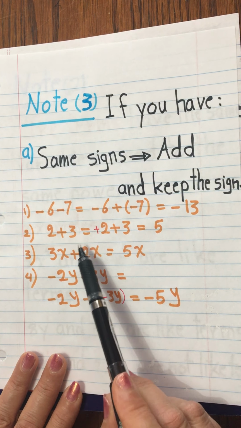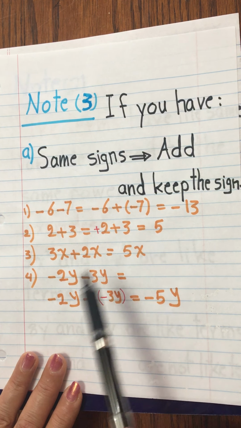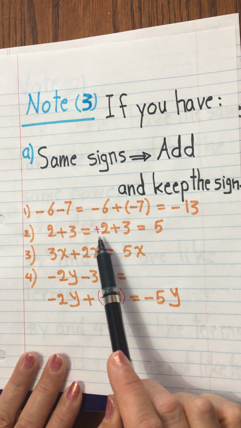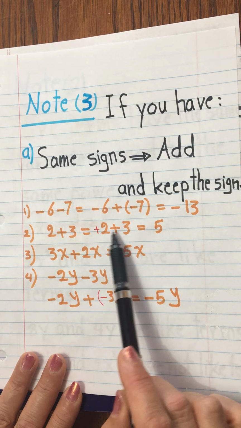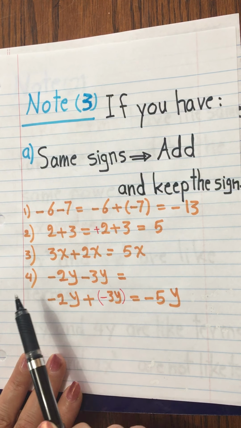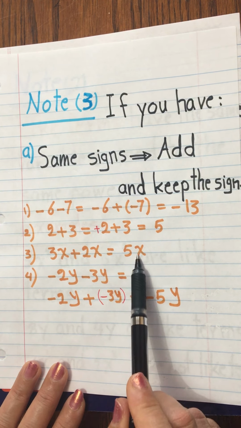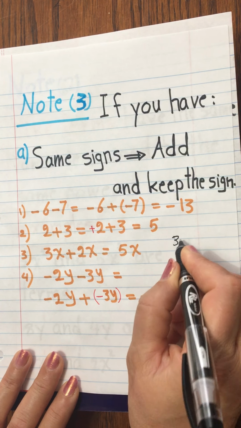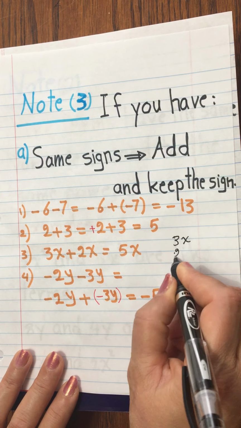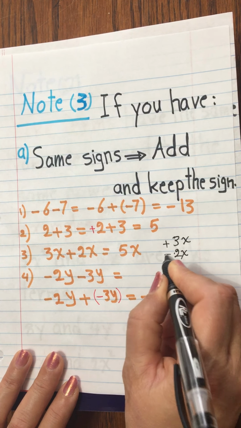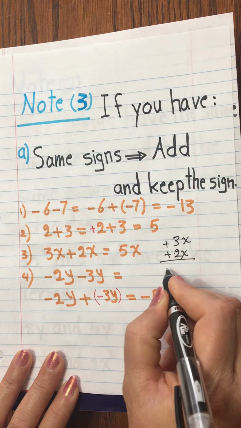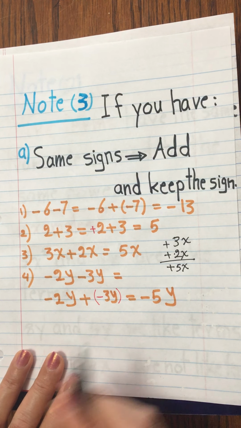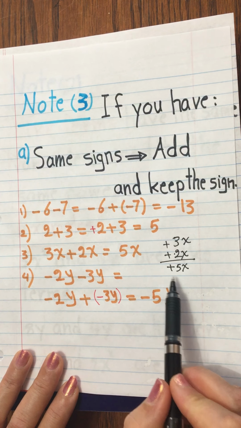2 plus 3 equals 5. It means +2 plus 3. These two numbers have the same signs, so the answer is going to be 5. 3x plus 2x equals 5x. It means I have 3x and 2x, and they both have the same signs, so I'm going to add and keep the sign. So 5x means +5x.